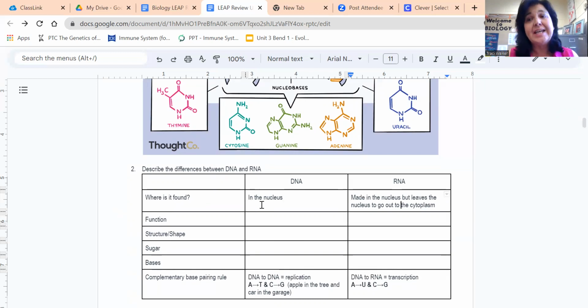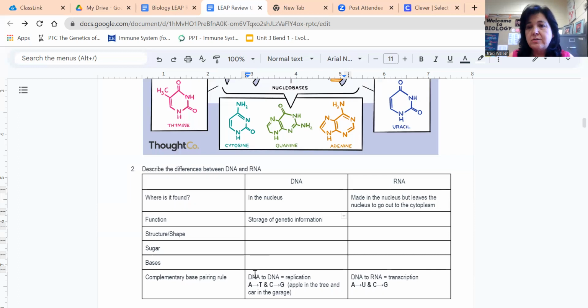You can think of DNA as your blueprint or your instructions for how to make all of the proteins in your body. And so it's very, very important, and it has to be protected. So it stays inside the nucleus where it is protected. So what is the function? Well, DNA is for the storage of your genetic information.